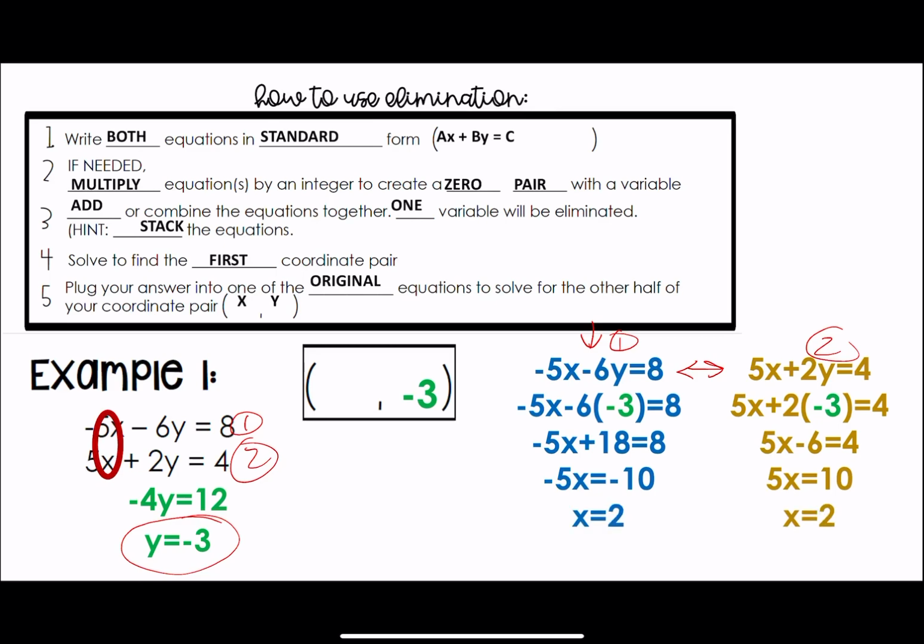You'll notice no matter which way I took, you still got the same answer, which was x is 2. And this entire thing right here is your boxed answer. That's your solution. That's where both of these lines, when graphed, would intersect. Let's try another one.